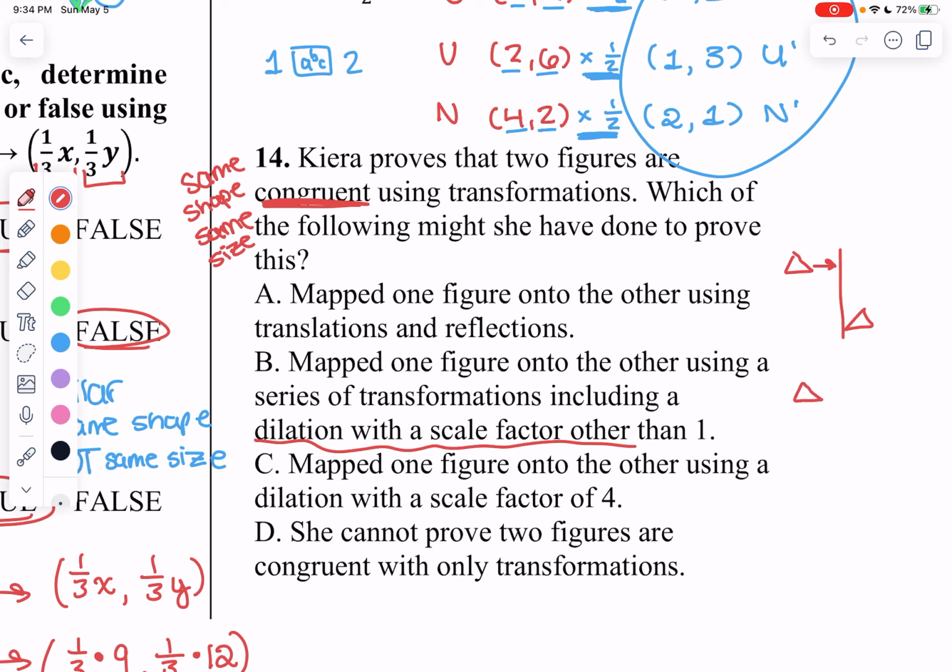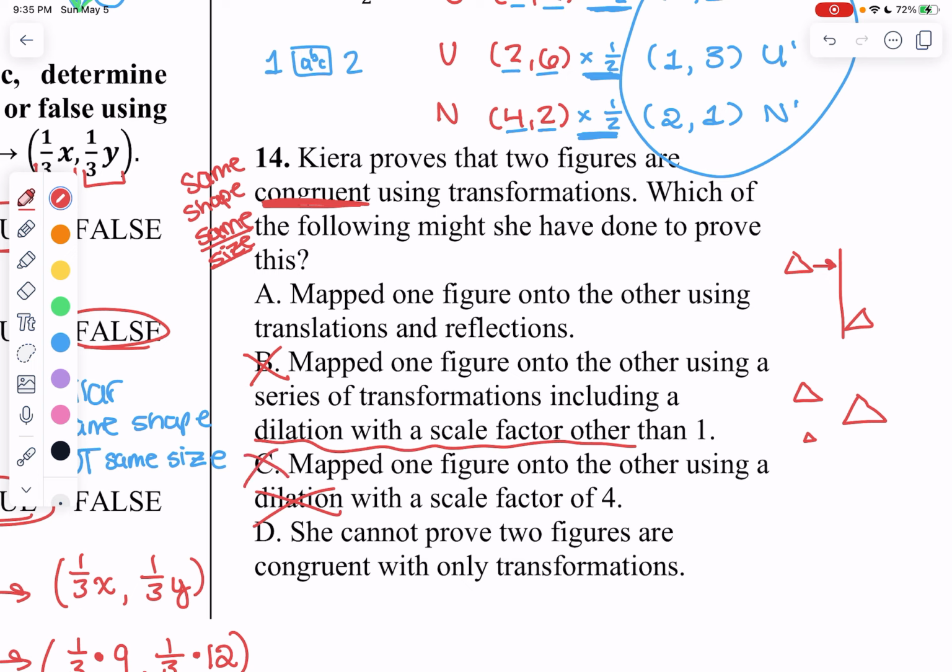If I took this triangle and multiplied it by something other than 1, either something bigger than 1, making it bigger, or smaller than 1, making it smaller, well, that would not be the same size. That would not be congruent. B is incorrect. C says, mapped one figure onto the other using a dilation with a scale factor of 4. Once again, that dilation, oh no, does not keep the same size.